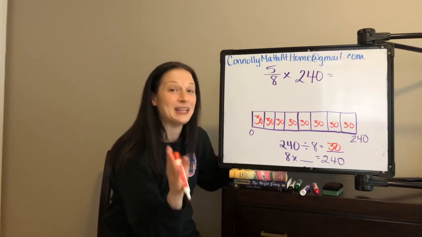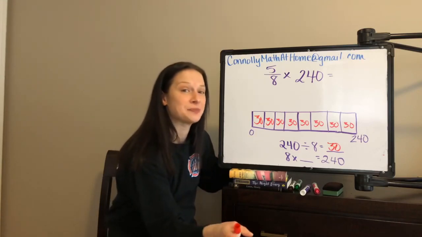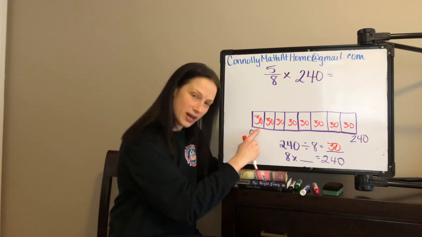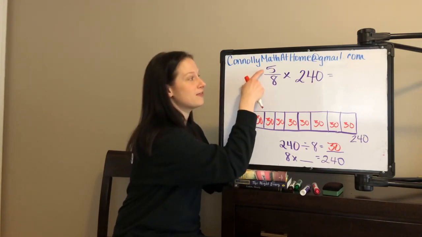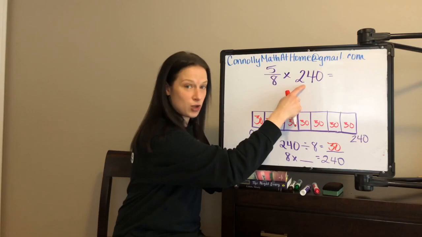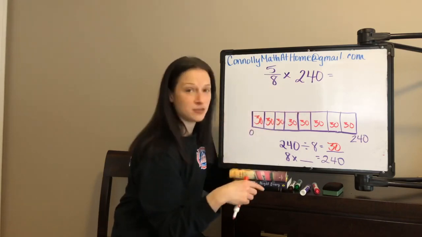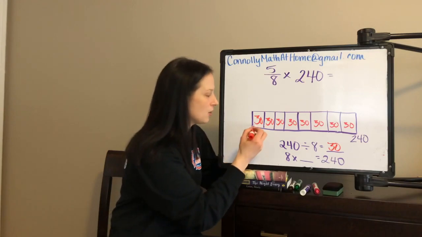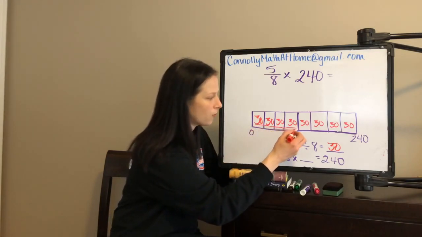All right, so I know what each eighth is worth. But did I go 1/8 of the way this time? Let's check back at our equation. 5/8 of 240. So 5/8 of 240, I'm going to make sure I circle that in my representation. 1, 2, 3, 4, 5.